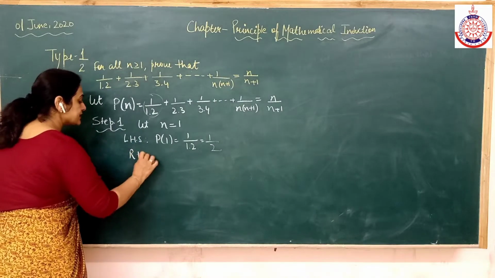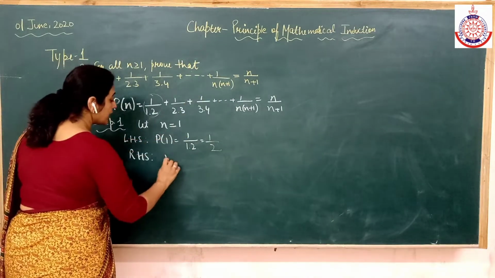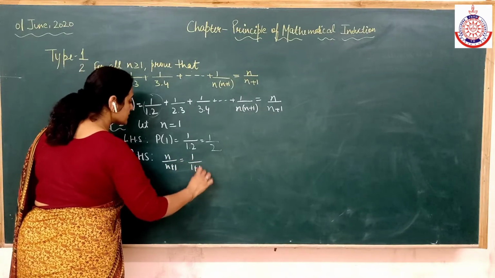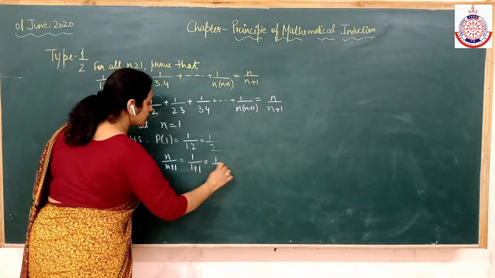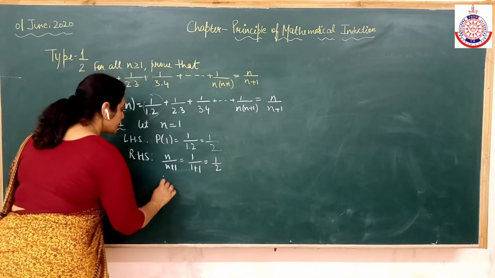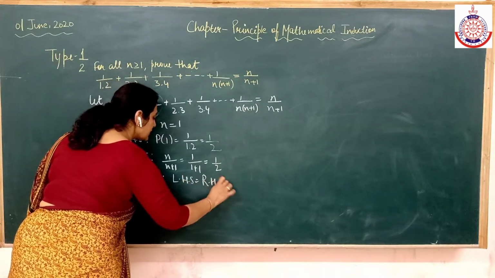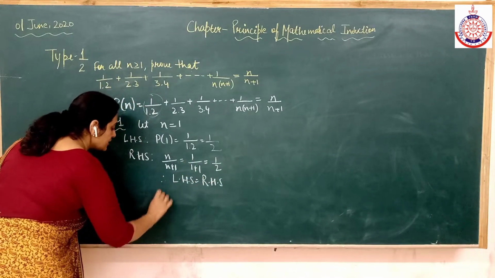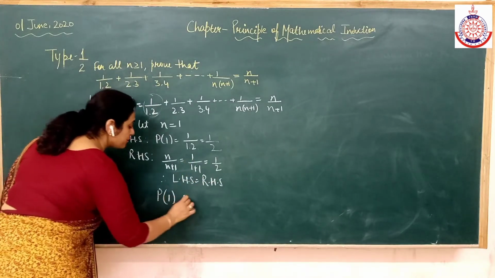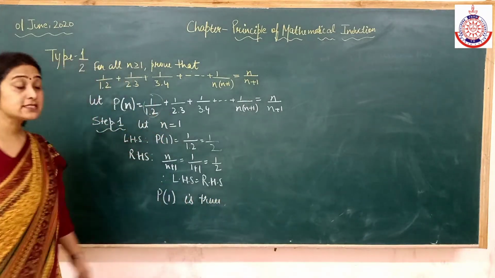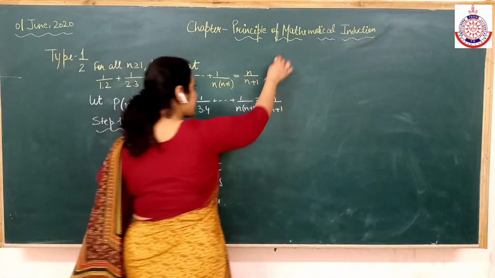Let's pick up the right hand side. What is the right hand side? n upon n plus 1. In place of n, I am going to put 1. 1 upon 1 plus 1 will be 1 by 2. So therefore, left hand side is equal to right hand side. It means the statement is true for n equals 1, or P1 is true.